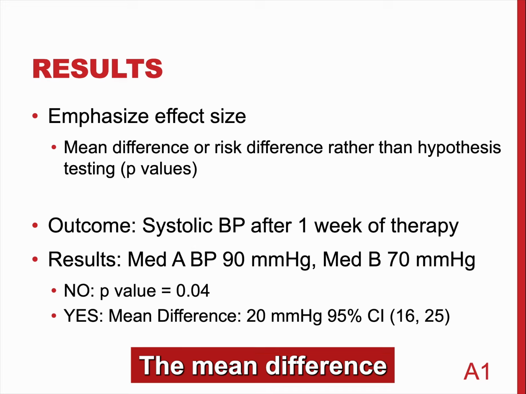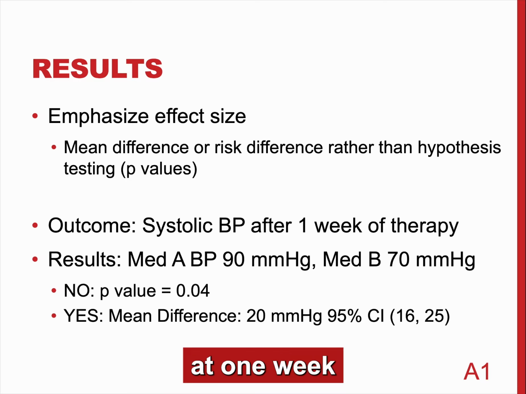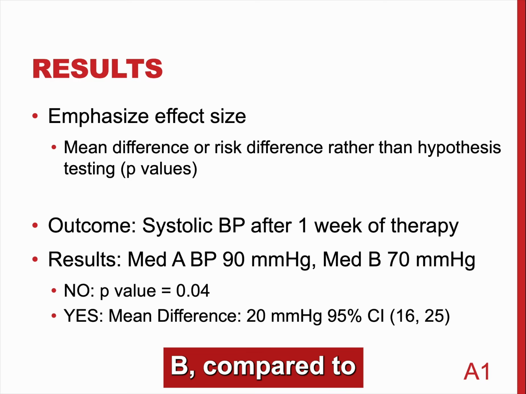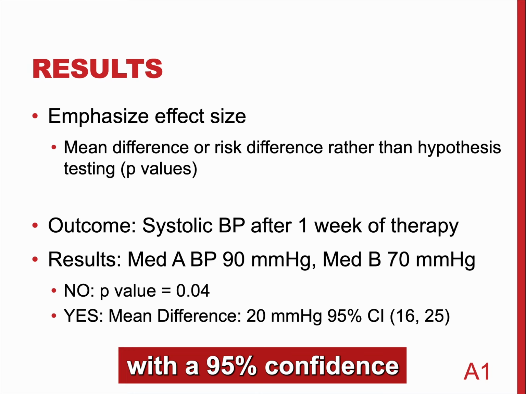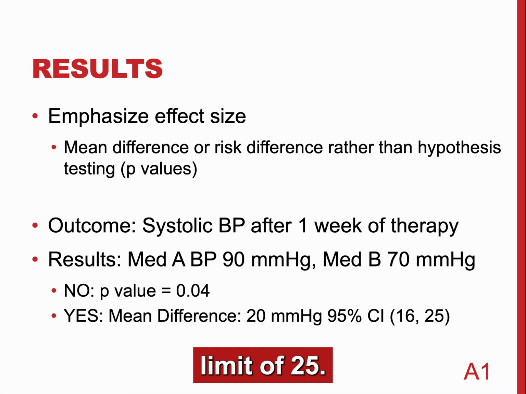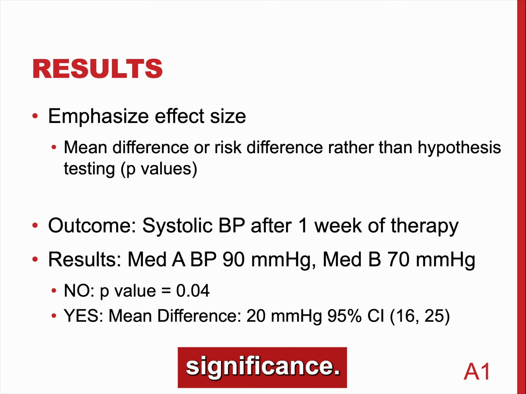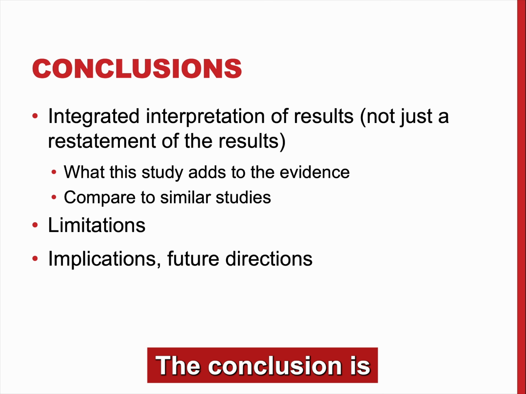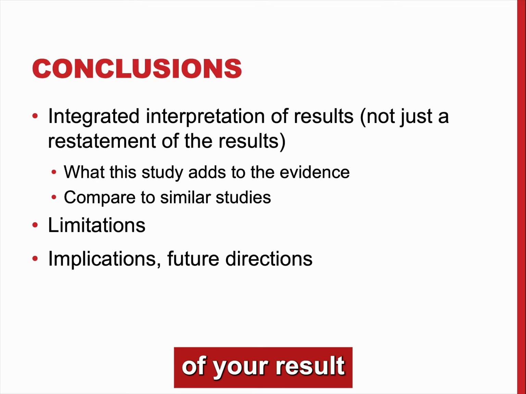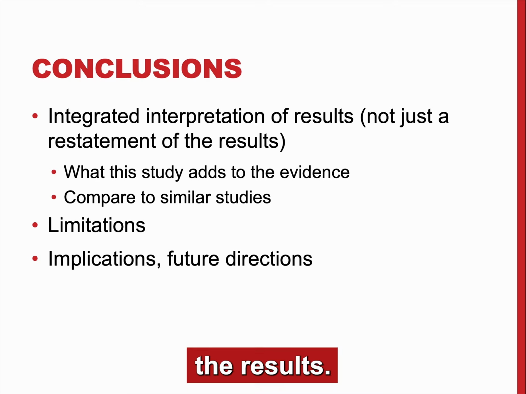Instead, the mean difference in systolic blood pressure at 1 week is a decrease by 20 millimeters of mercury for medication B compared to medication A, with a 95% confidence interval with a lower limit of 16 and an upper limit of 25. Interpret the confidence interval for statistical significance. The conclusion is an integrated interpretation of your results and not just a restating of the results.